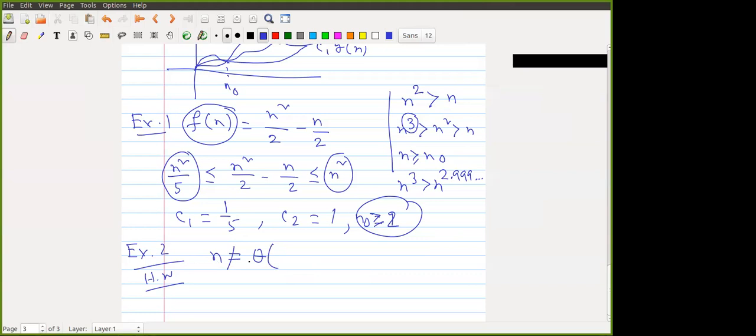So for your homework, please do this problem. Prove that n is not equal to theta of n square. It's just definitions; just unravel the definitions and it will follow. This is just a practice problem.